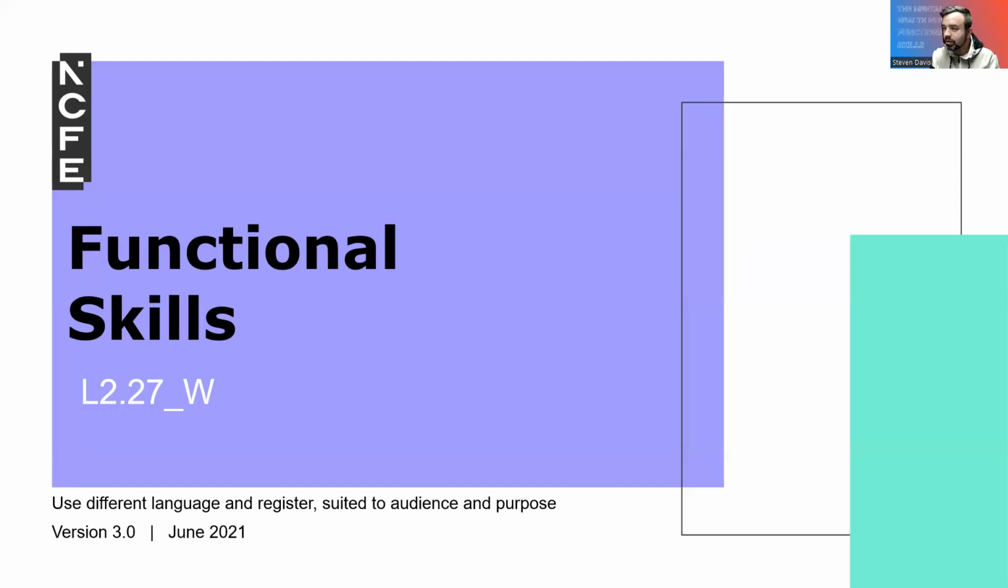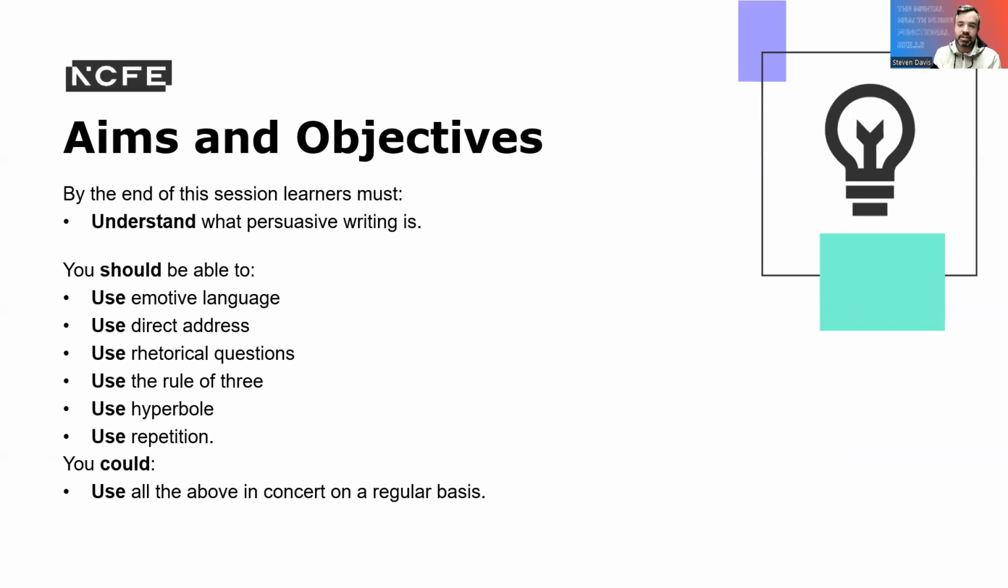Hello and welcome back. We were halfway through the writing skills for level 2 functional skills. We're now going to look at using different languages and registers to suit the audience and its purpose. The aim of this session is to understand what persuasive writing is.